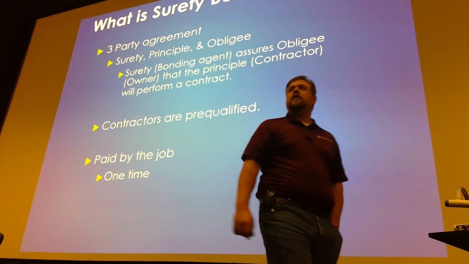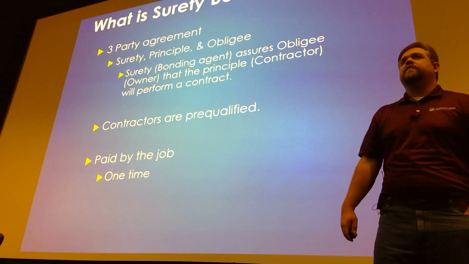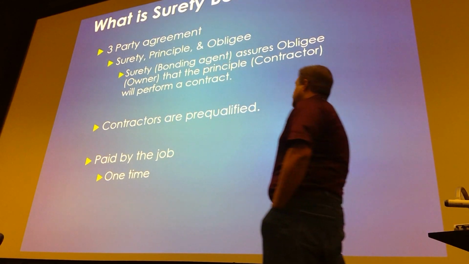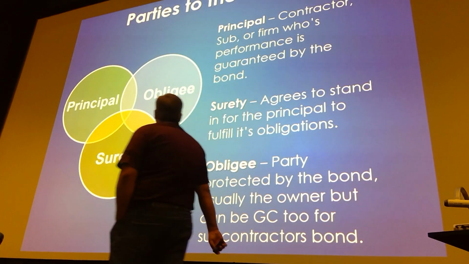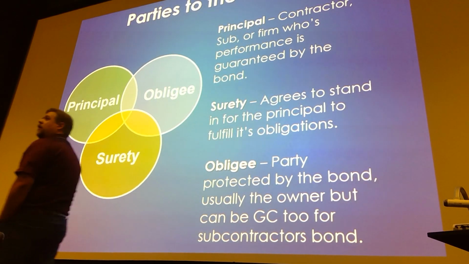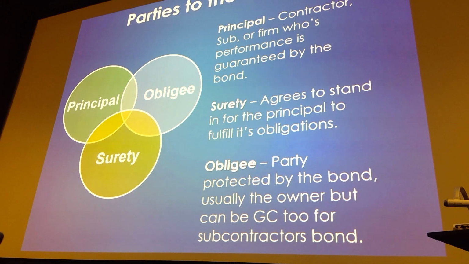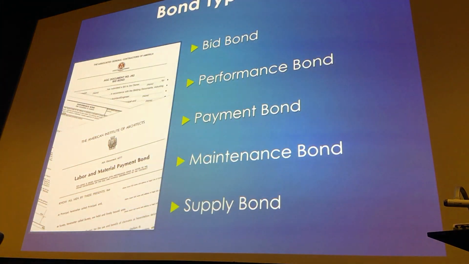Moved into bonding. Bonding was a three-party agreement paid by the job. Know the definitions of principal, surety, and obligee. We talked about various types of bonds.